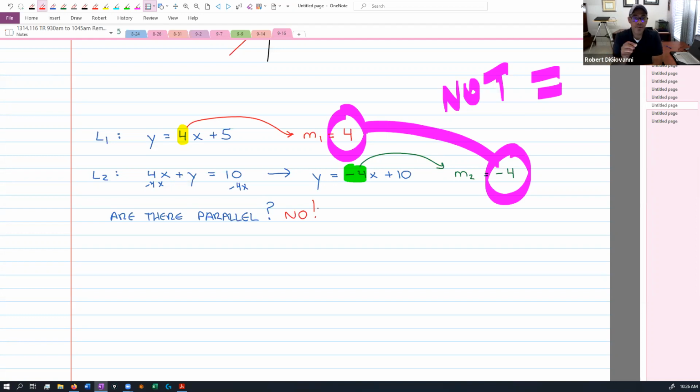So checking to see if two lines are parallel means you have to figure out what the slopes of each of those lines are, which means solve for y and figure out the number in front of x, and then compare them. If they're the same number, then they're parallel. Got it?